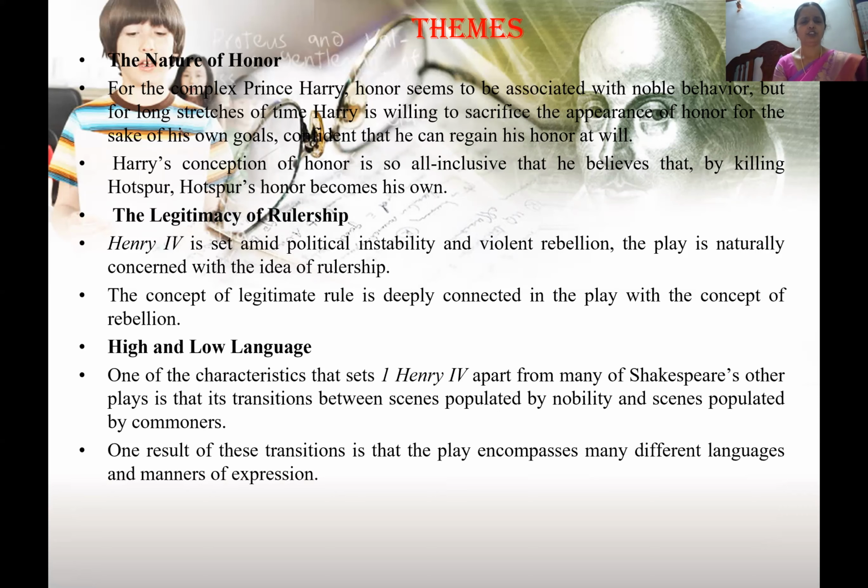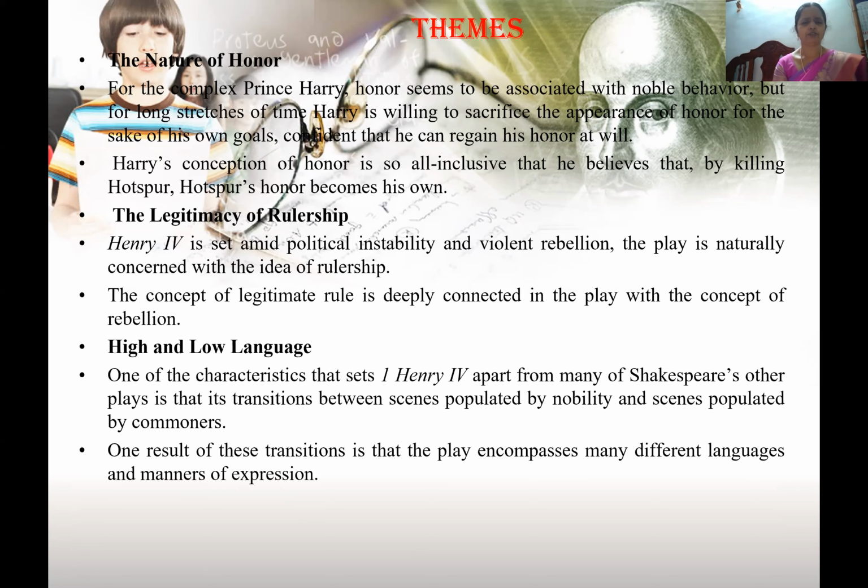The legitimacy of rulership. Henry IV is set amid political instability and violent rebellion. The play is naturally concerned with the idea of rulership. The concept of legitimate rule is deeply connected in the play with the concept of rebellion.